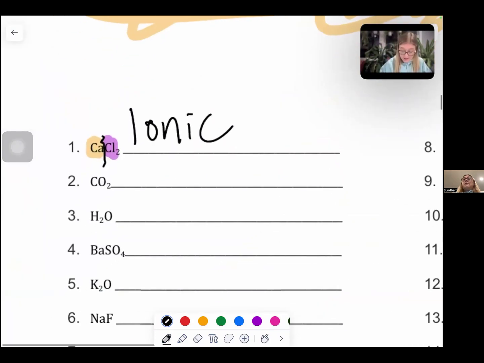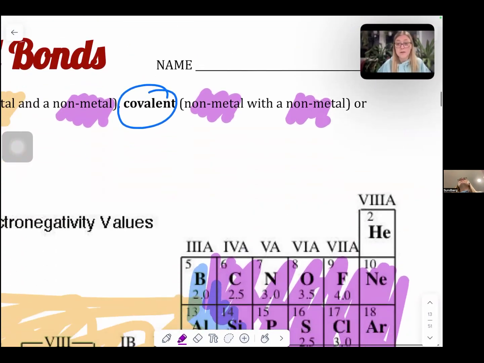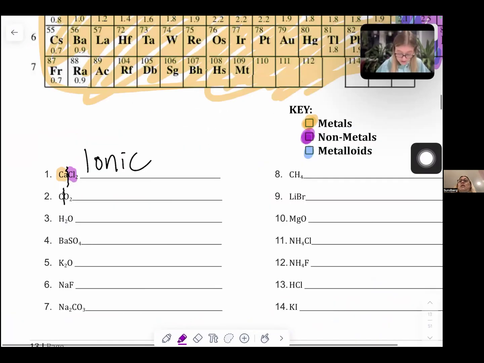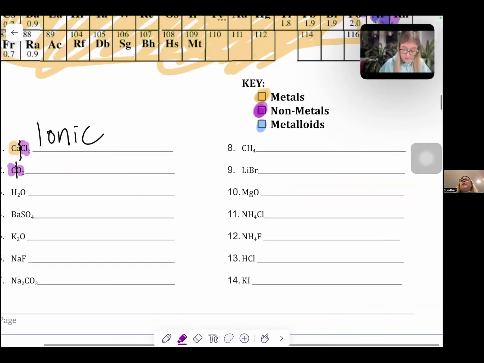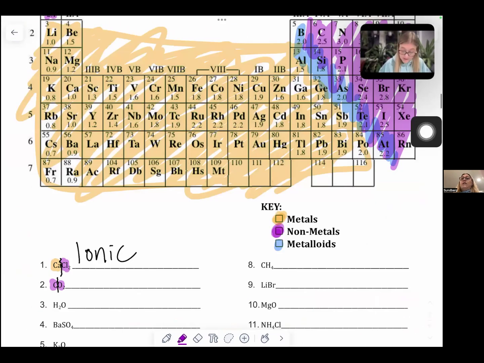Then our next one, we have capital C, capital O. Every time there's a capital letter, that's a new element. So we know it gets divided between the two capital letters. So I have a C with an O. So I'm going to go look for this on my periodic table. I have a C right here. I have an O right here. They're both purple, which means they're both non-metals. So purple with a purple. And on my notes here, purple with a purple means I have a covalent compound. So let's label that covalent.